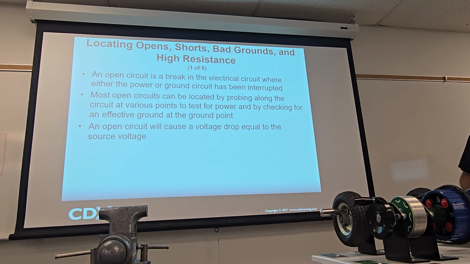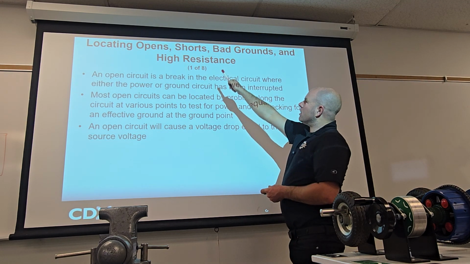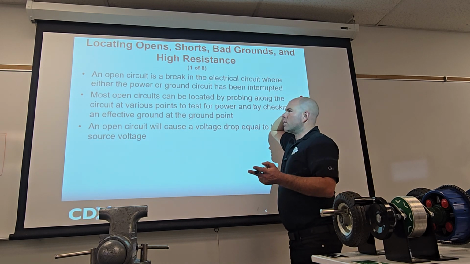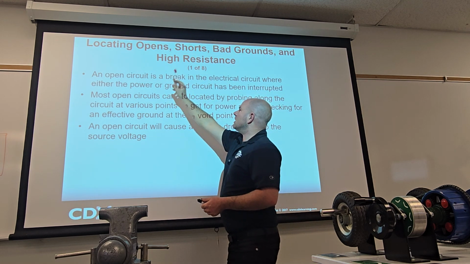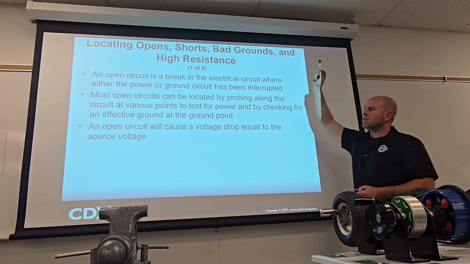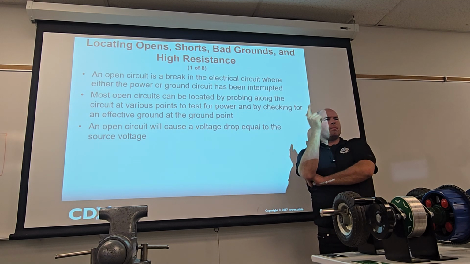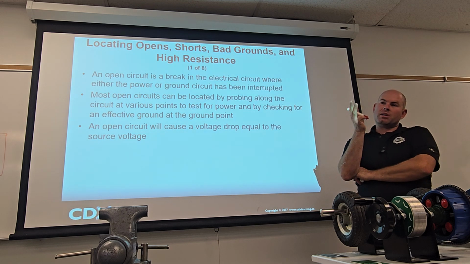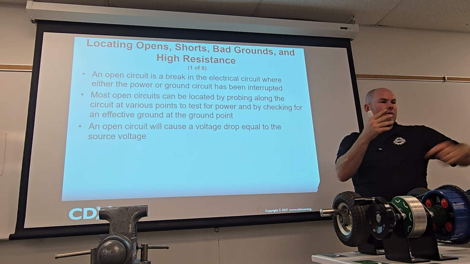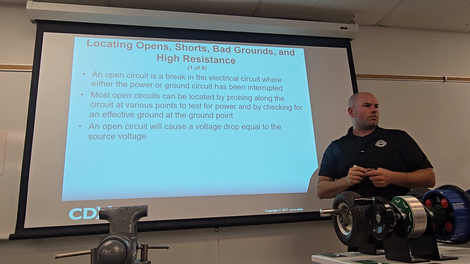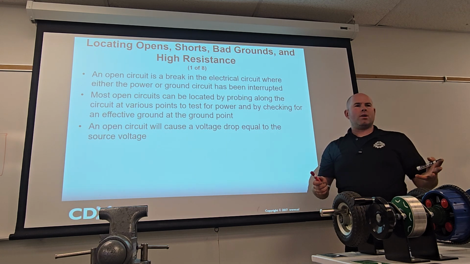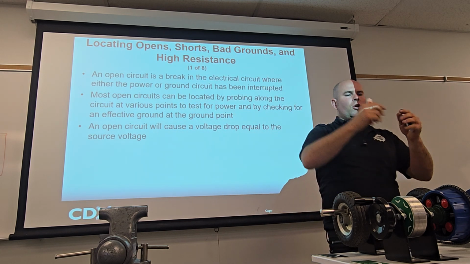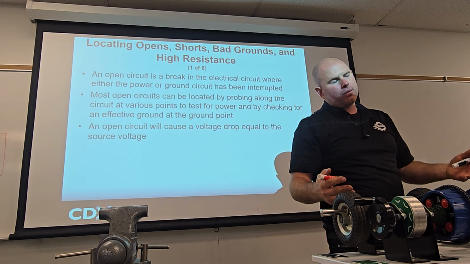Okay, now here we go. Let's talk about locating opens, shorts, bad grounds, high resistance, because that's what we've been spending weeks and weeks on. How do you locate them? So an open circuit, you know what that is? It's a break in the electrical circuit. Could that be a wire? Yeah. What else could it be though? The switch, could technically be the load, could be the fuse, could be a connection, could be the ground, right? So we don't know what component it is. We just know there's an open in this circuit. How do I know? Because the bulb is out.